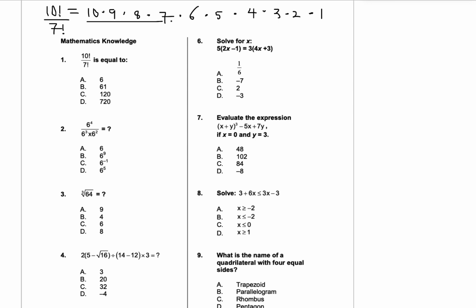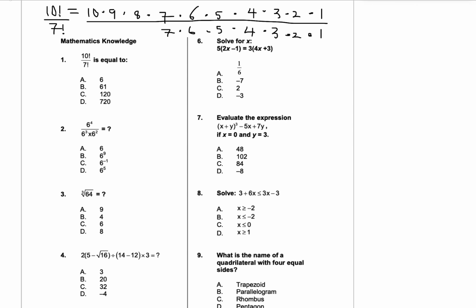So we can divide all of this by 7 times 6 times 5 times 4 times 3 times 2 times 1.